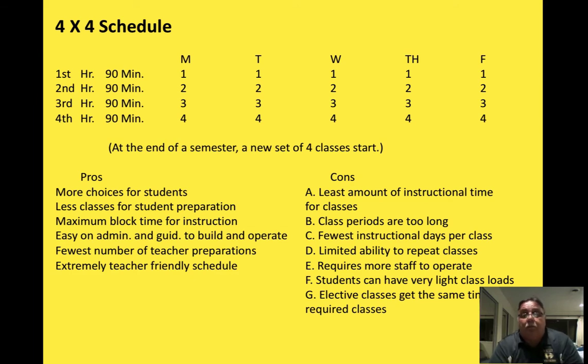4x4 schedules. These were really popular quite a while ago. 4 classes, 90 minutes long, 4 each semester that are completely different. So you're done with a year-long class at the end of 90 days, because it met for 90 days for 90 minutes.